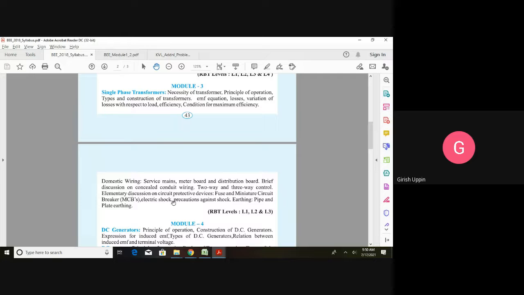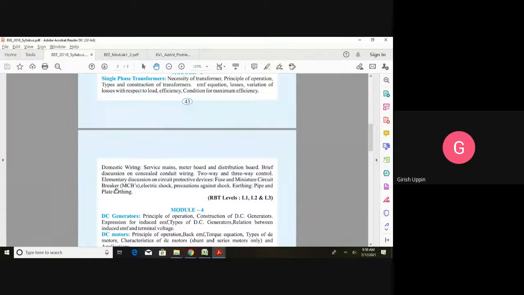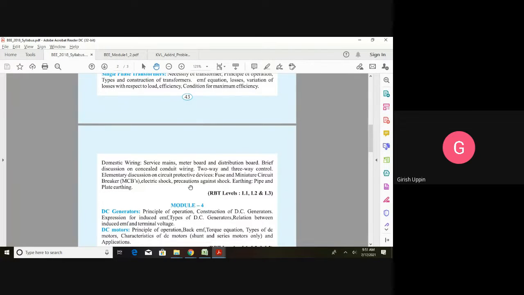Then elementary discussion on circuit protective devices, fuse and miniature circuit breaker, electric shock, precaution against shock. So there, the most important question might be two-way and three-way control. Then earthing. What is earthing? Explain one of the two, pipe earthing and plate earthing. So the most important questions once again: two-way control of a lamp, three-way control of a lamp, pipe earthing and plate earthing, 4 things. And the next one is what is electric shock, precaution against the shock. Those are the important things.